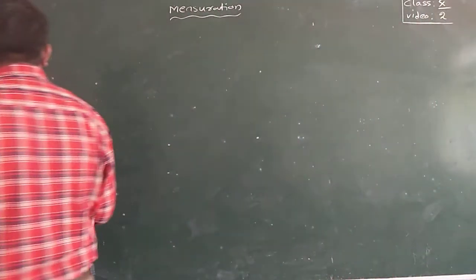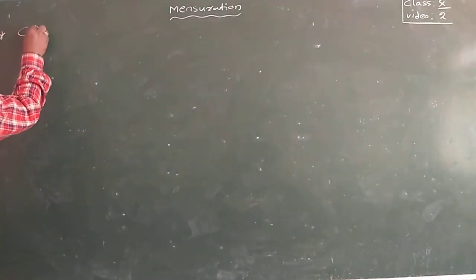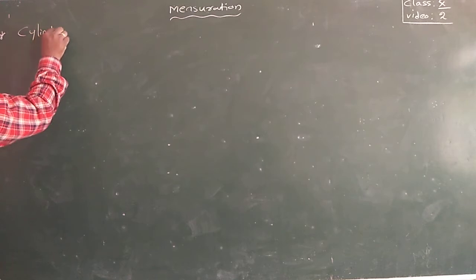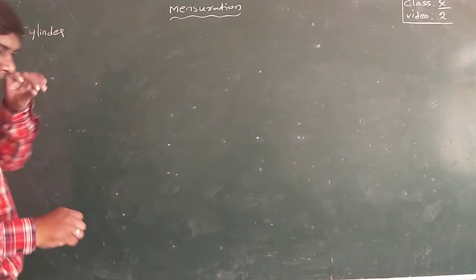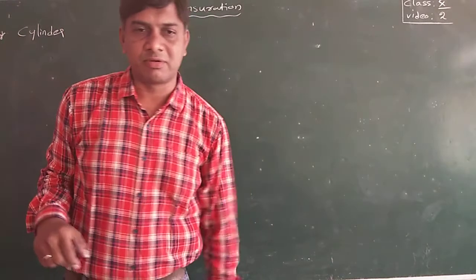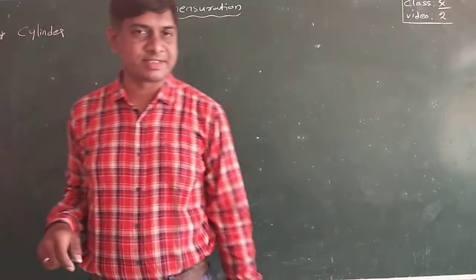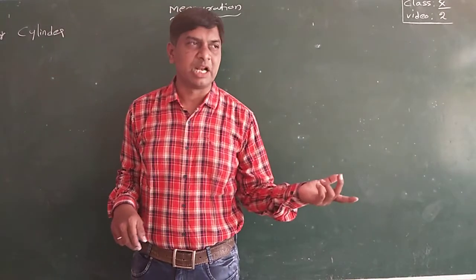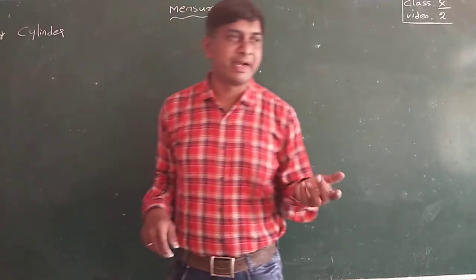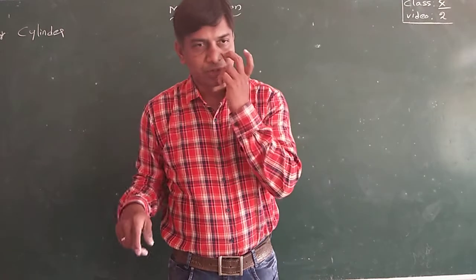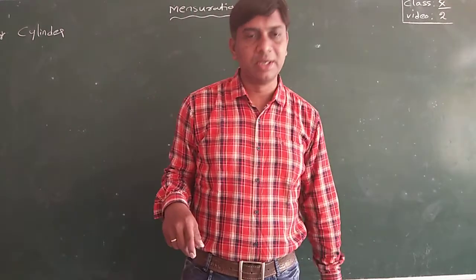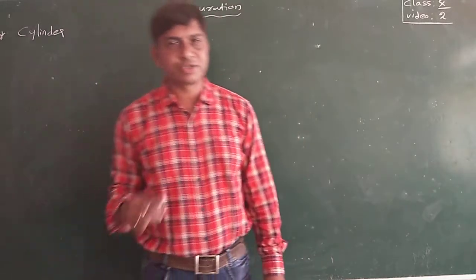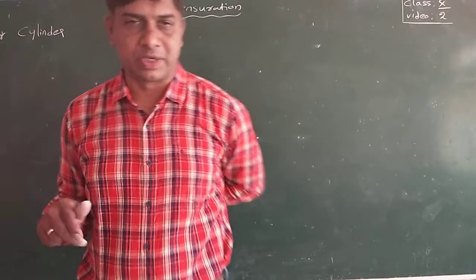Now next one is the cylinder. Everyone knows about a glass. A drinking glass is in the shape of a cylinder. A water bottle is also a cylinder shape. Nowadays you are finding some cuboid water bottles also, but in olden days they used to use cylindrical bottles only.